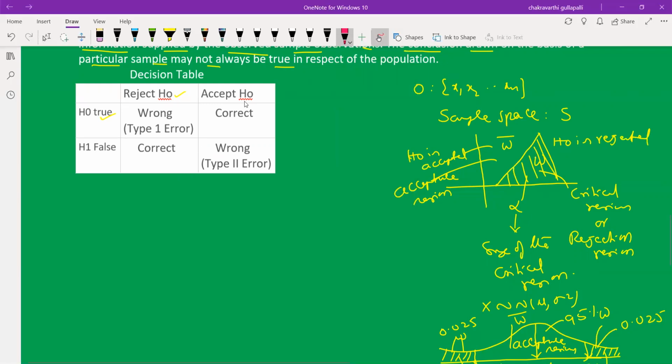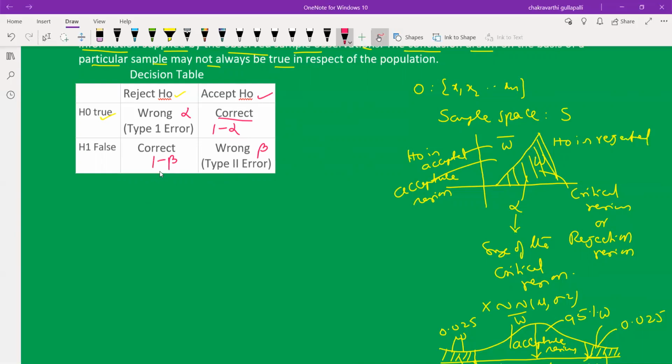Now accept H0 when H0 is true is called correct. Accept H0 when H0 is true is the correct statement. This is the probability of type 1 error, denoted by alpha. The sum of probabilities must be equal to 1 here. So accept H0 when H0 is true is called the confidence coefficient, that is 1 minus alpha. The probability of type 2 error is denoted by beta. So this here is 1 minus beta.